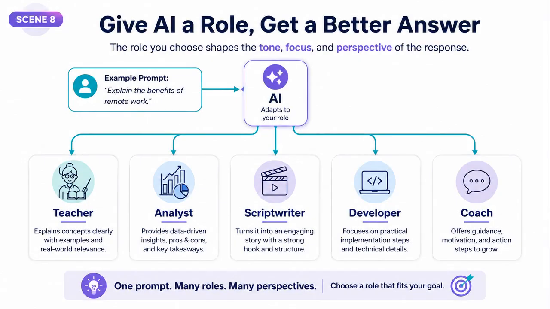Now let's look at part 1, give the AI a role. A role tells the AI what perspective to use. For example, act as a data science teacher. Or, act as a business analyst. Or, act as a YouTube scriptwriter. The role guides tone, vocabulary, and level of detail. It does not make the AI perfect. But it gives the answer a clearer direction.